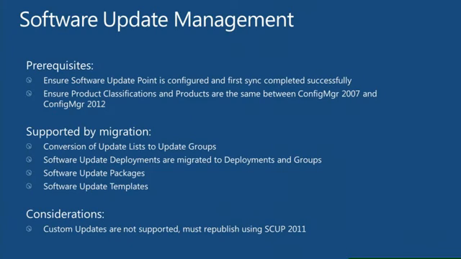The big consideration is at the bottom. If you're using the System Center Updates Publisher tool to create and publish your own updates, those don't migrate over. You just take SCUP 2011 and republish those same items in ConfigMan 2012 through WSUS.